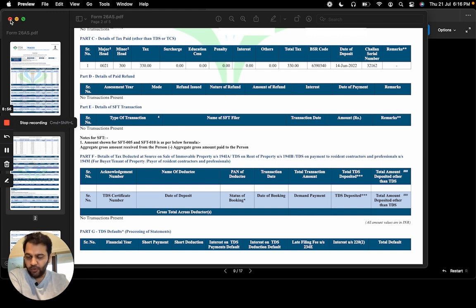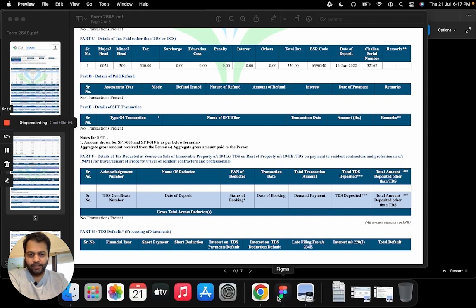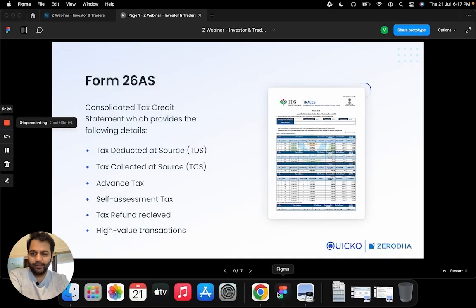Please don't forget to claim your tax credits when you file your income tax returns. You could potentially get a refund if your tax credits are higher than your tax liability. So don't miss out on that money. And always keep Form 26AS handy. It always is a good practice. So let's go back here.